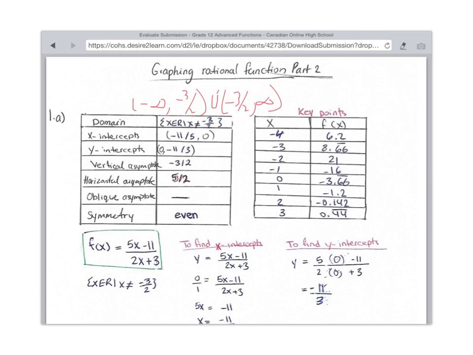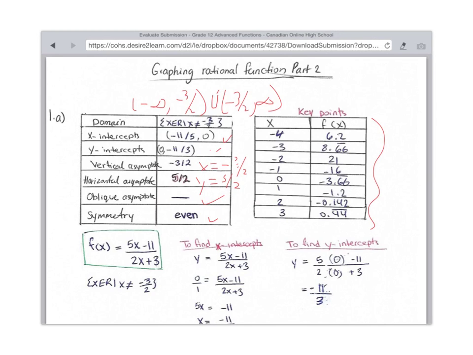Now your x-intercepts, you've got those written correctly as points, which is good. Again, your vertical asymptote should be an equation of a line, not just a number. And so we need to have a vertical asymptote at x equals minus 3/2. And the same thing with the horizontal asymptote, it has to be y equals 5/2. And you're right, there is no oblique asymptote, and the symmetry is even.